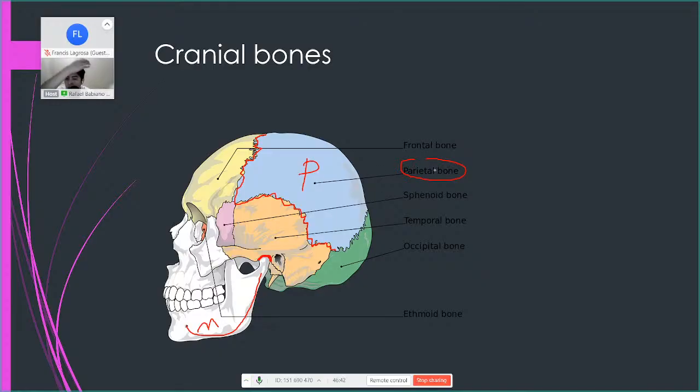T, temporal. Sides. The temporal is on the sides. I'm pointing at both because there are two. Left, right. Same with your parietal. Left, right. O, PT-FO, occipital. Occipital is the back. The back bone in your head. I can't point to that one.